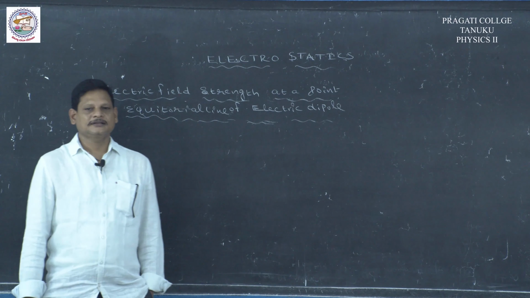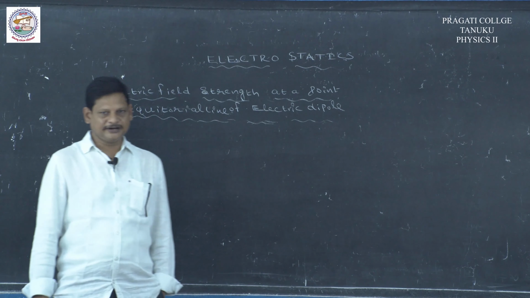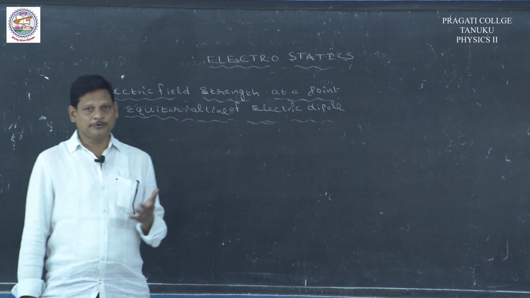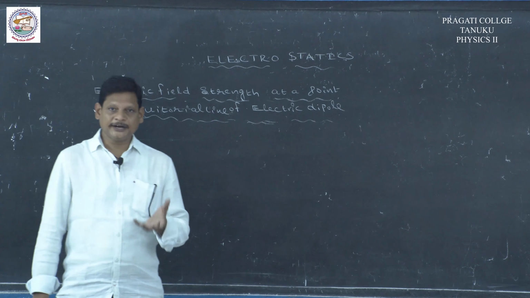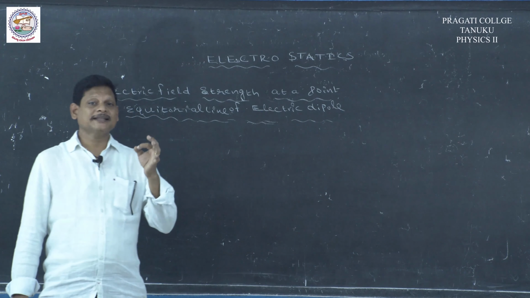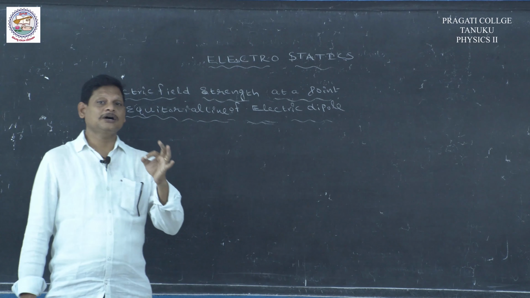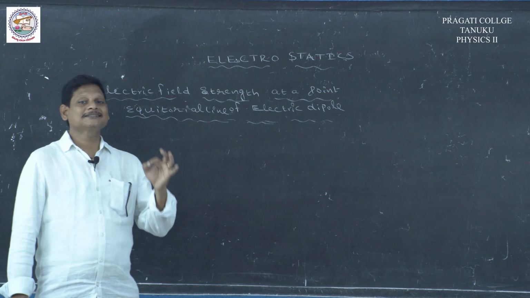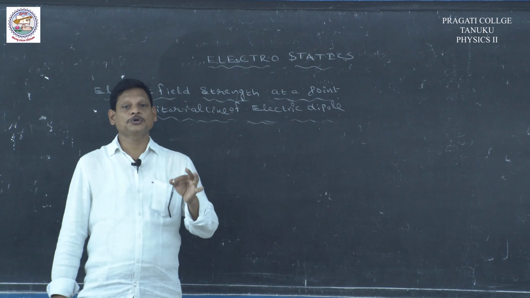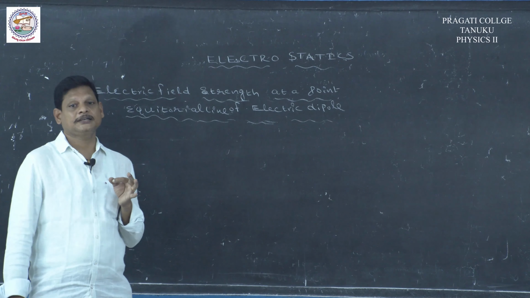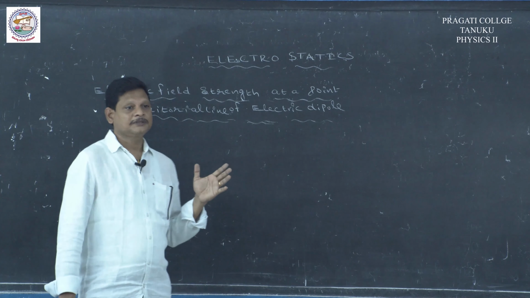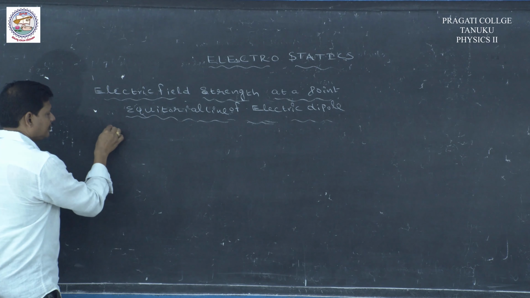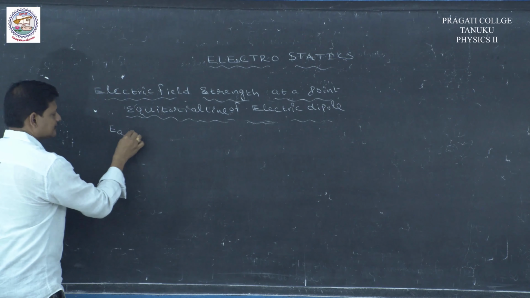Yesterday we discussed electric fields, various kinds of electric fields, electric dipole moment, and electric field strength at a point on the axial line of an electric dipole. It is also one of the important 4-mark questions from electrostatics. So, yesterday we derived an equation for the electric field strength at a point on the axial line.